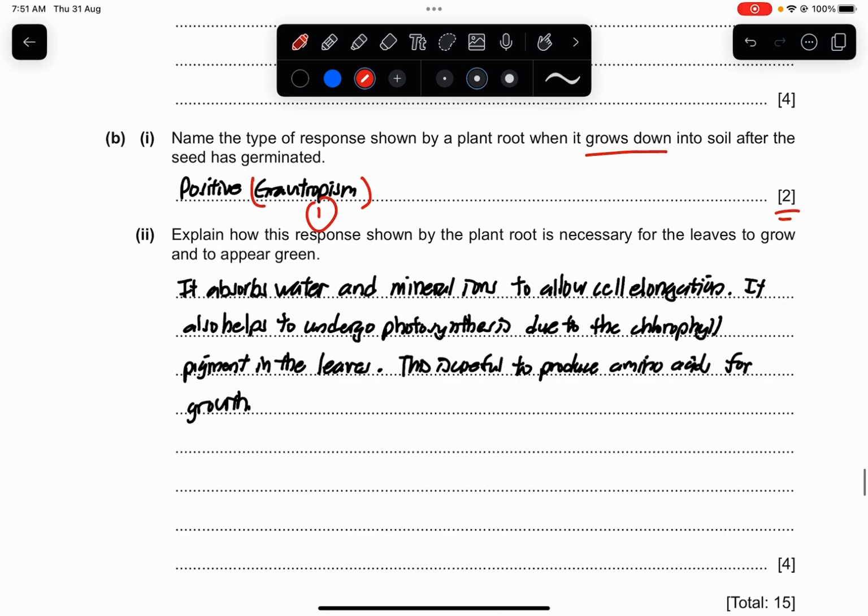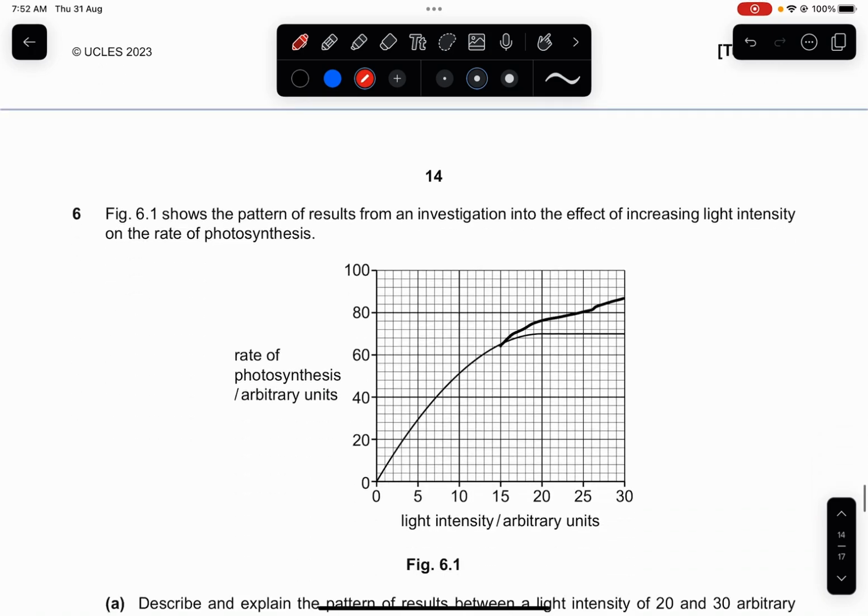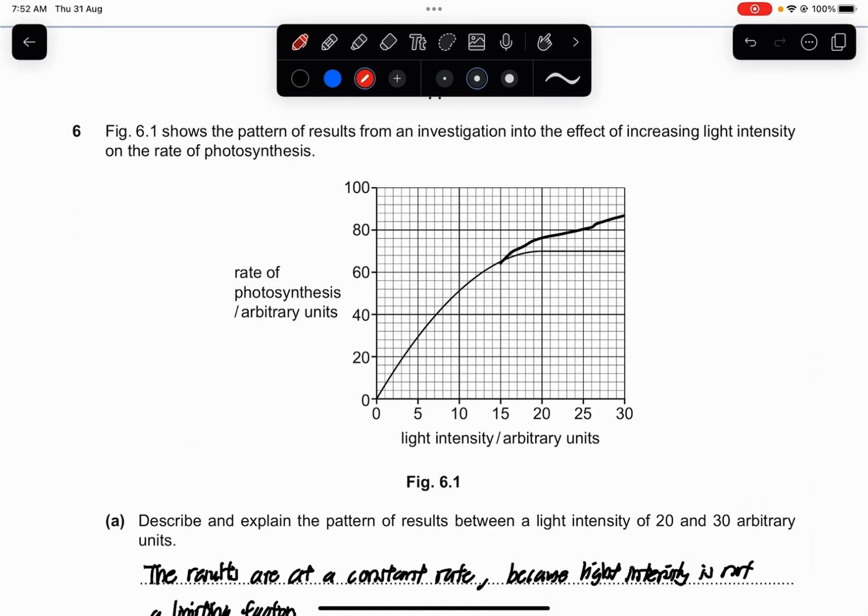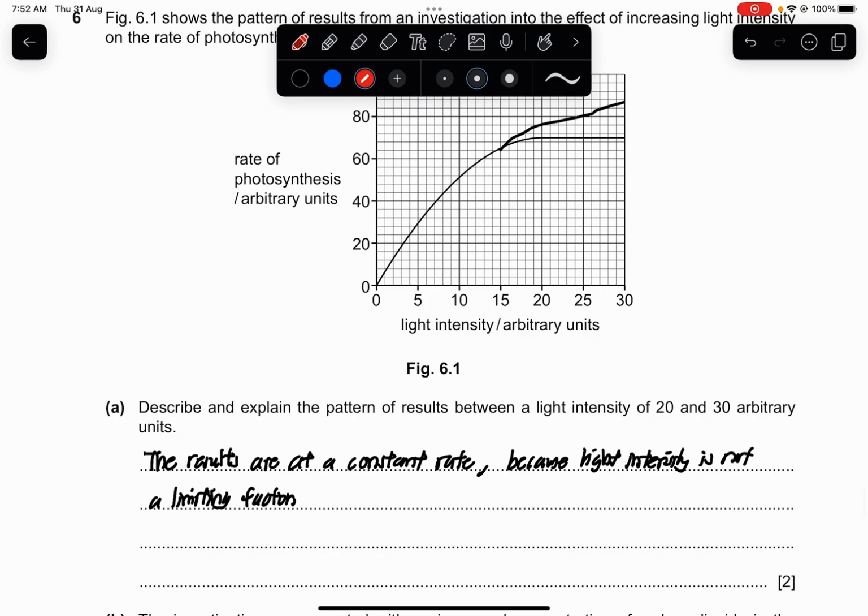Okay, part 2. Explain how this response shown by the plant root is necessary for the leaves to grow and to appear green. So you know that this is linking to photosynthesis. So it absorbs water and mineral ions to allow cell elongation. It also helps to undergo photosynthesis due to the chlorophyll pigment in the leaves. This is useful to produce amino acids for growth. Okay. Question 6. Figure 6.1 shows the pattern of results from an investigation into the effect of increasing light intensity on the rate of photosynthesis. Describe and explain the patterns of result between a light intensity of 20 and 30 arbitrary units.